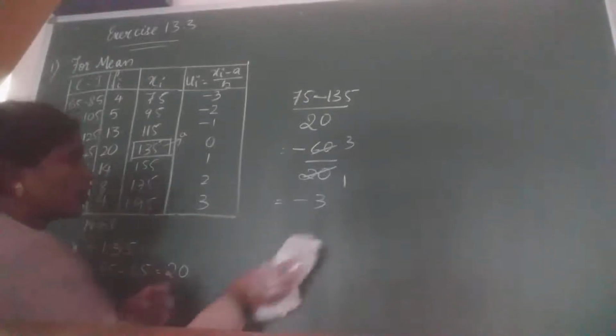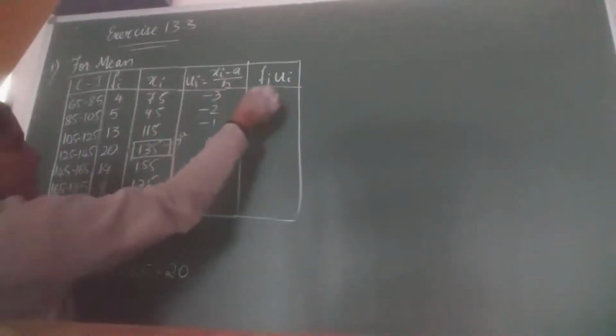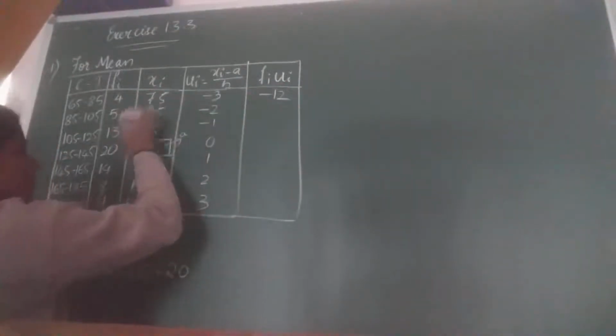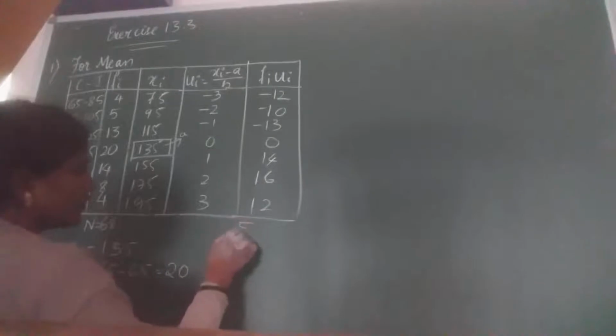This is the ui column. The next column you have to take is fi into ui. So this is the fi column and the ui column. 4 into minus 3 is minus 12. 5 into minus 2 is minus 10. 30 ones are minus 30, 20 zeros are 0, 14 ones are 14, 8 twos are 16, and 4 threes are 12. This is the fi ui column.